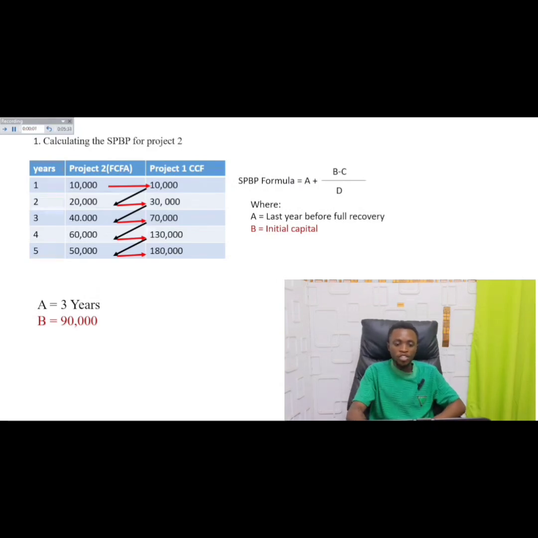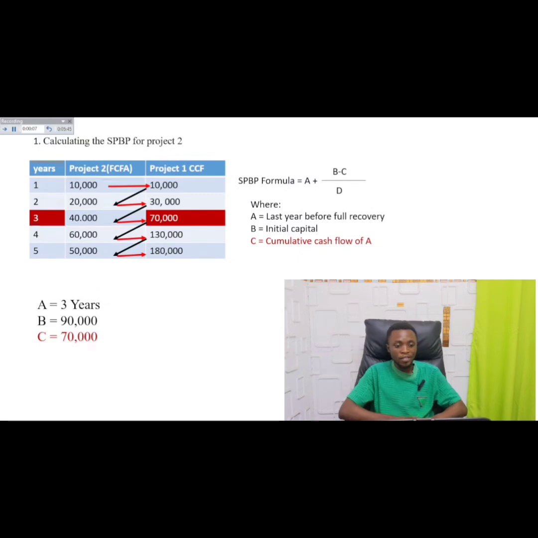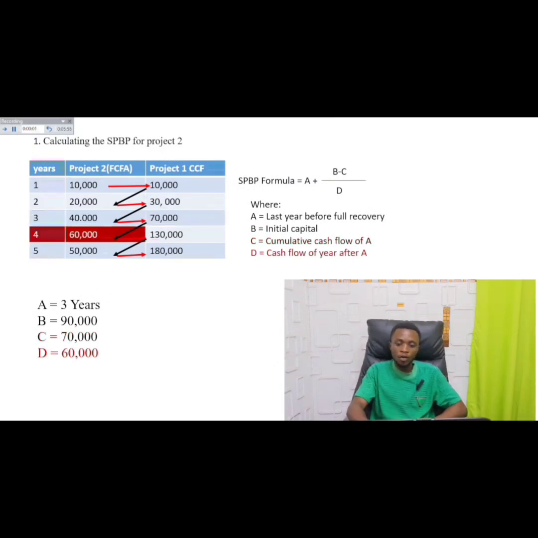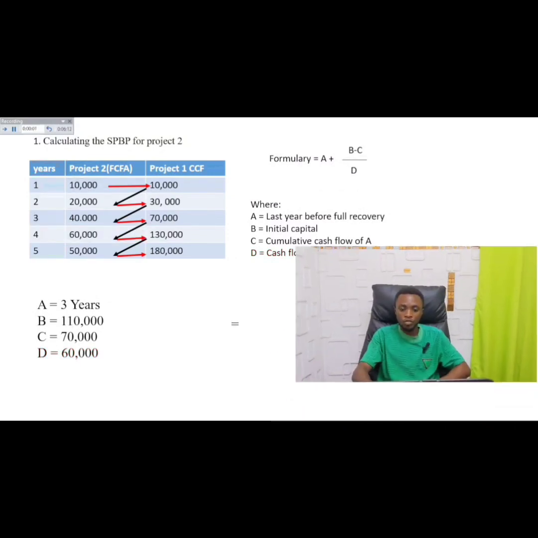Now B, our initial capital, we all know that, is 90,000 francs. C is the cumulative cash flow of year A. Remember, year A is year 3, so the cumulative cash flow of year A is 70,000 francs. D is the cash flow of the year after A. Remember, A is year 3, so the year after A is year 4, which is 60,000 francs. So let's go ahead and substitute into our formula.